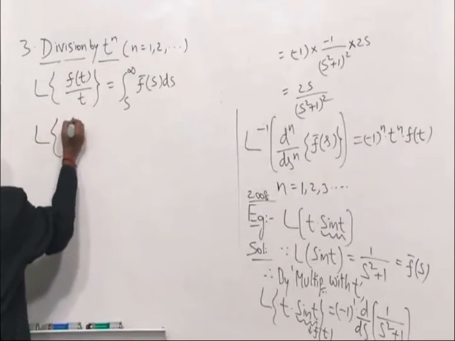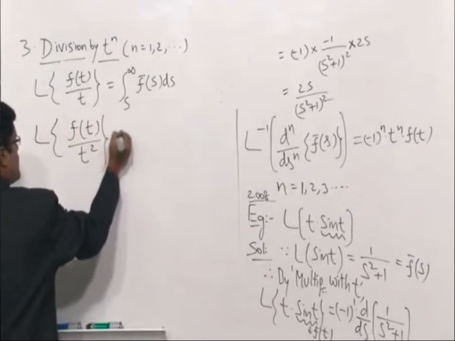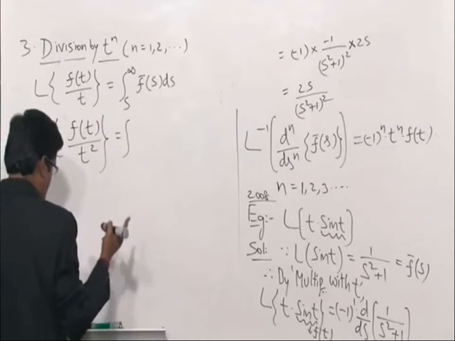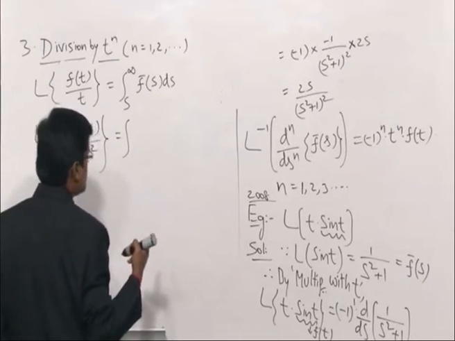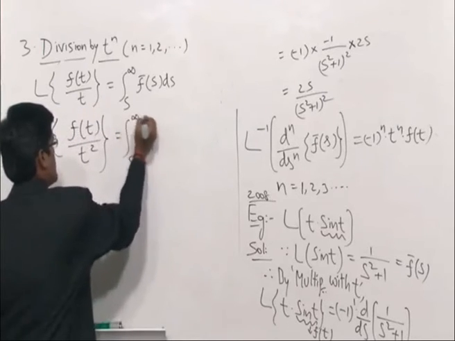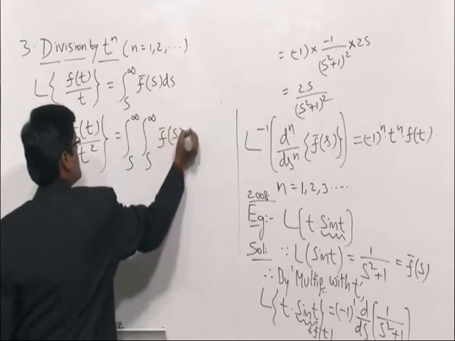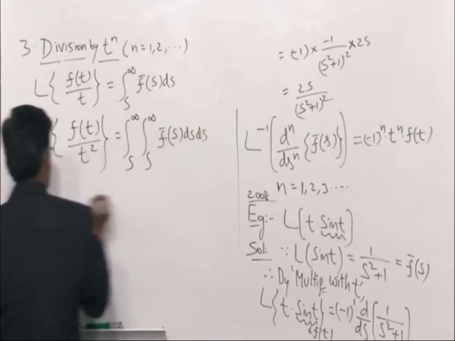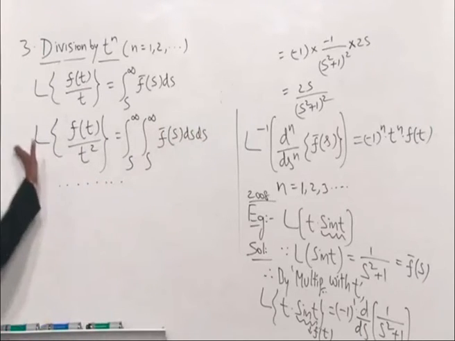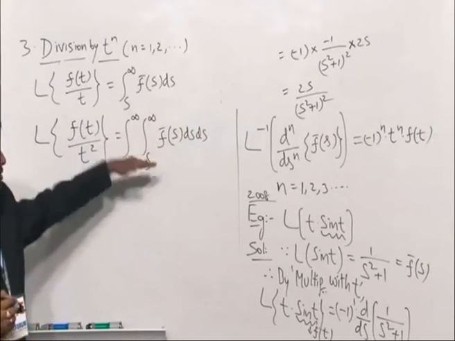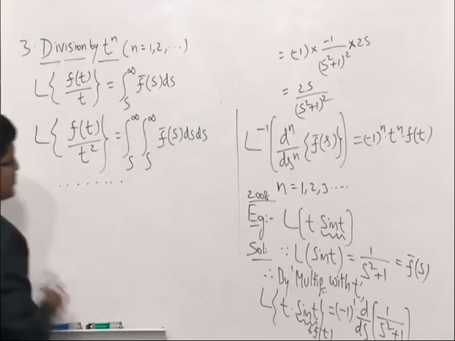L of f of t by t square, 2 times dividing by t. Earlier 2 times multiplying by t, there I gave 2 times derivative, here 2 times integrations. Integral from s to infinity of f bar s ds ds, and so on. Just write this L into the inverse problem in reverse order. L inverse of this is equal to, like, no change.